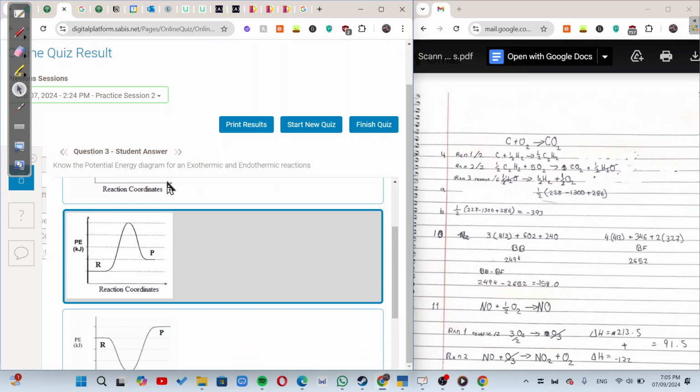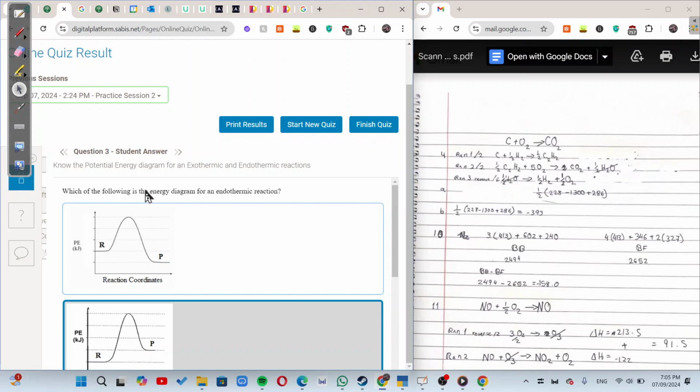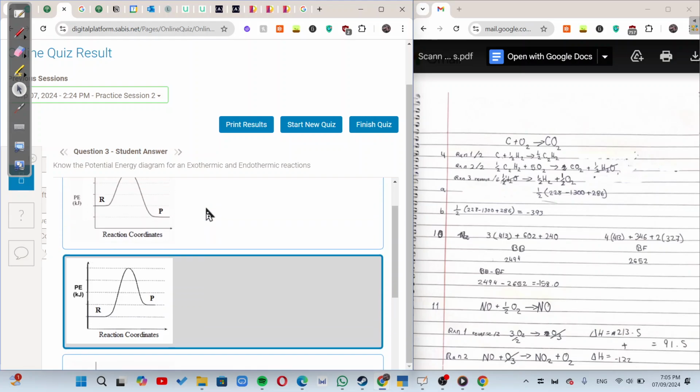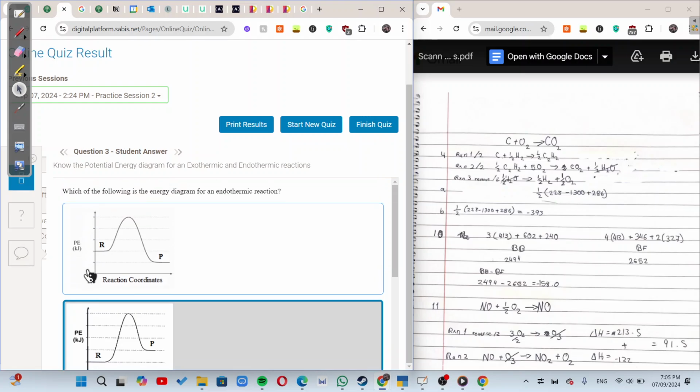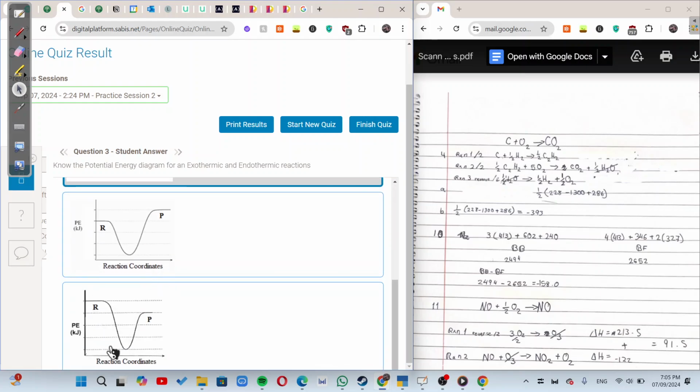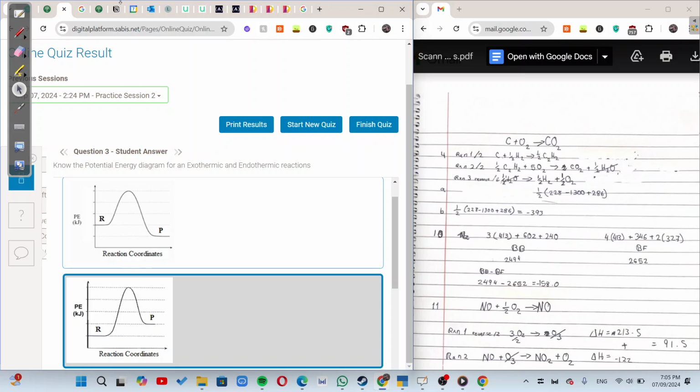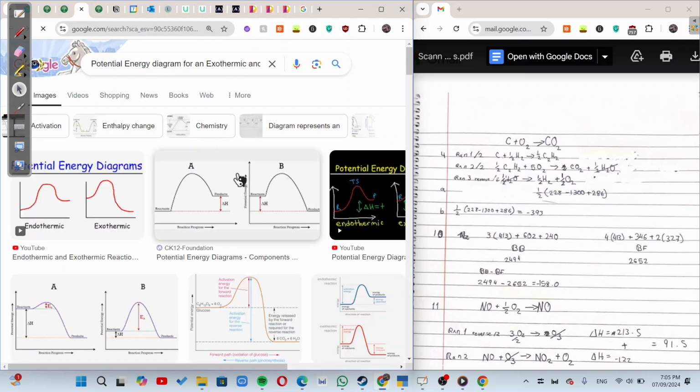Okay, so for this question, it's asking which of the following energy diagrams is for an endothermic reaction. So this is your correct option, but let me show you why. First of all, it's always going up. Never choose the ones going down. Now, why is this one? Because see this picture, for example.